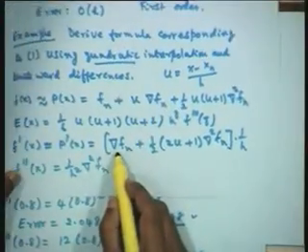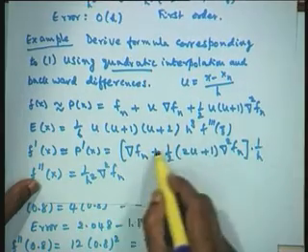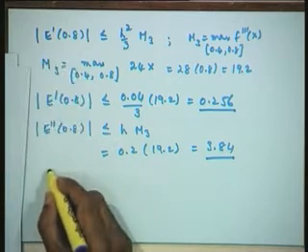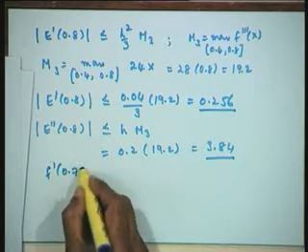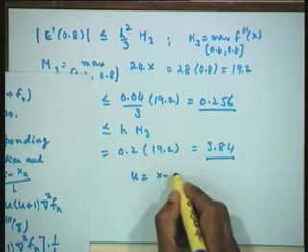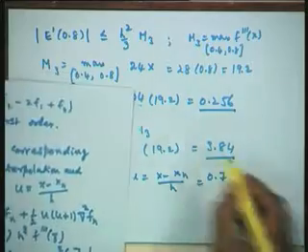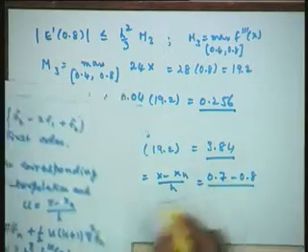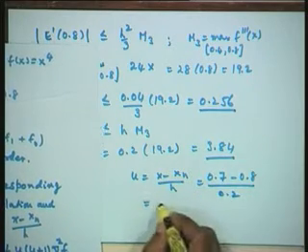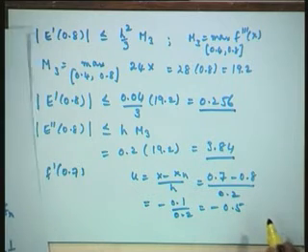For example, if I want to find what will be the derivative f dash at 0.7, I shall be finding out my value of u. u is equal to x minus x n by h, and here x n, the last point, is 0.8, and the step length that is given in the problem is 0.2. So, this will be minus 0.1 by 0.2, that is 1 by 2, that is minus 0.5.